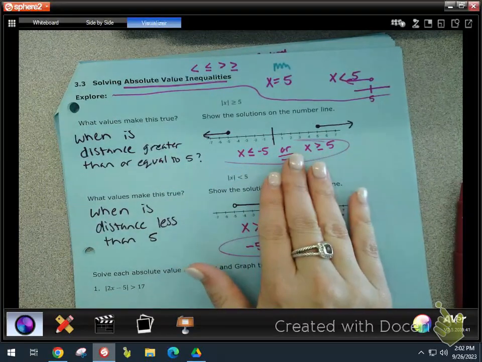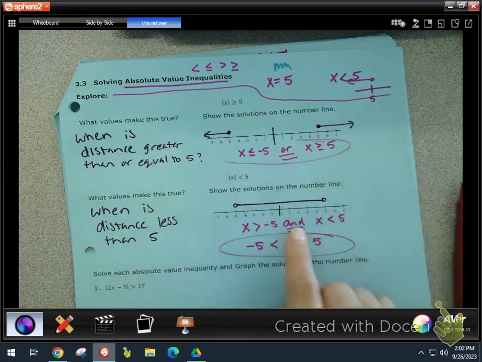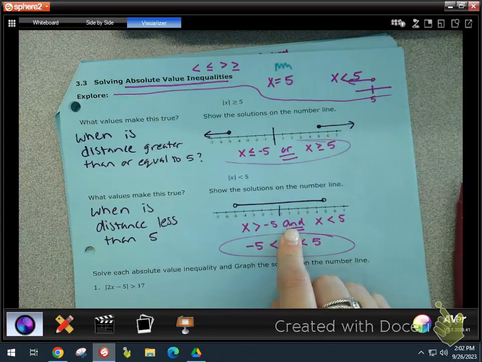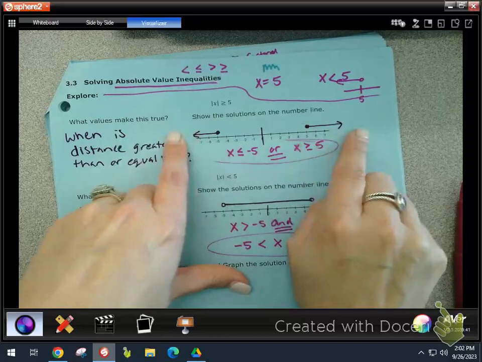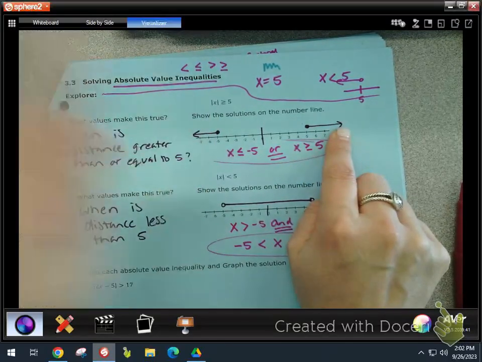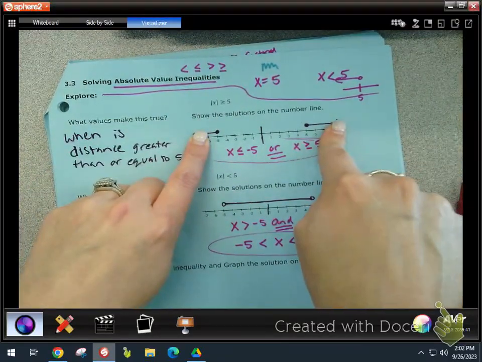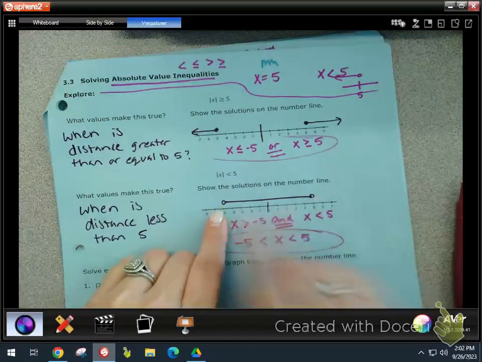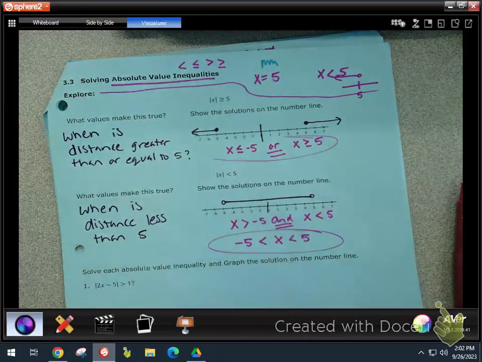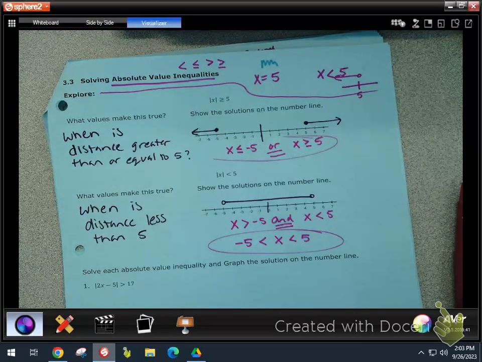I want you to understand why the word is or and why the word is and. Okay, how many graphs are matching with the word or? 2. There's 2 places it can be. It can be in this guy or it can be in this guy. So it's this interval or this interval. And then with this graph, how many graphs are on my number line? 1. Just 1. Both of those inequalities have to be true. You have to be true in this one and this one. So that's the difference between the two.